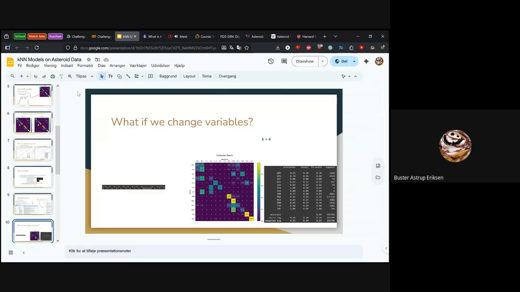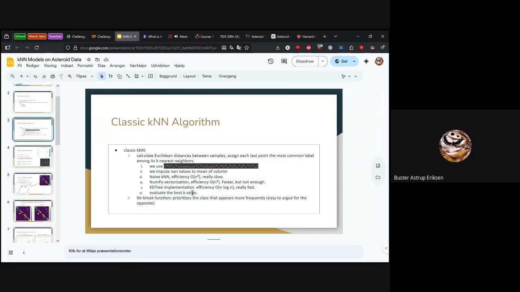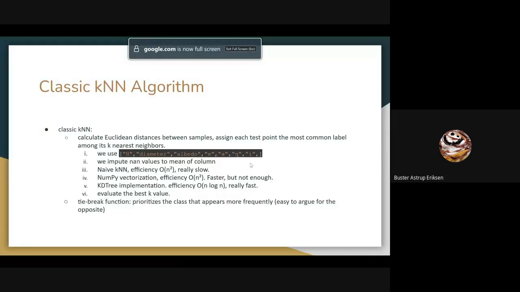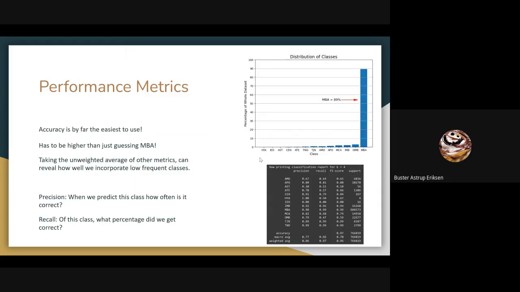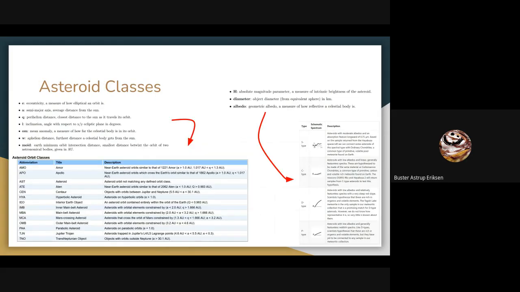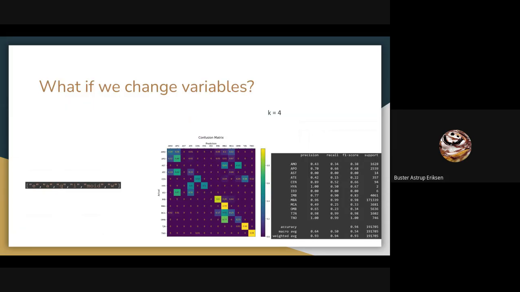Okay, well, going back to the slides. These were the original ones where we used, these are the original parameters that we use: the absolute magnitude, the diameter, the albedo, and then a lot of orbital parameters, but not all of them. And we found that we got an accuracy of 0.97 and a macro average F1 score of 0.7 for a best case scenario. And if we changed it to using these orbital parameters, we got way worse results, and it was worse at actually predicting it using the classical KNN.